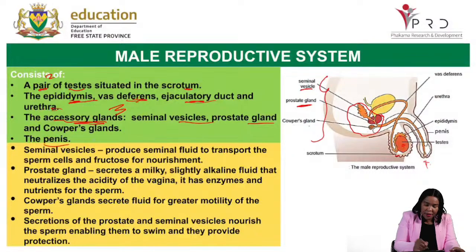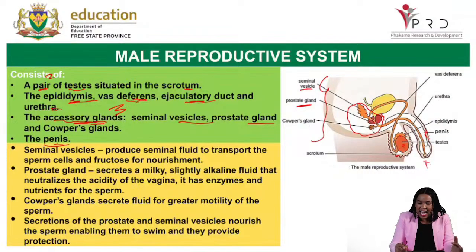And then you have the penis. The penis is just this muscular layer surrounding the urethra. You see the muscles around that. So that is your penis. So you are done with your male reproductive system. So let us check the glands.